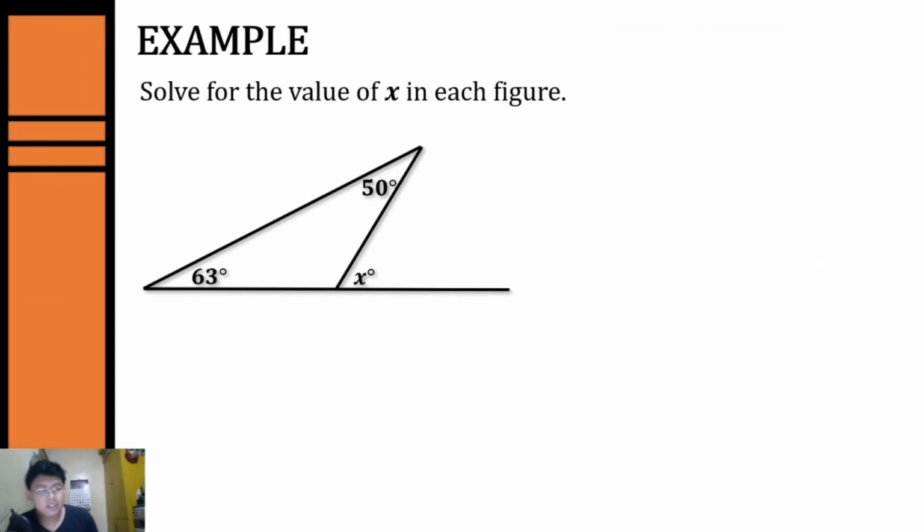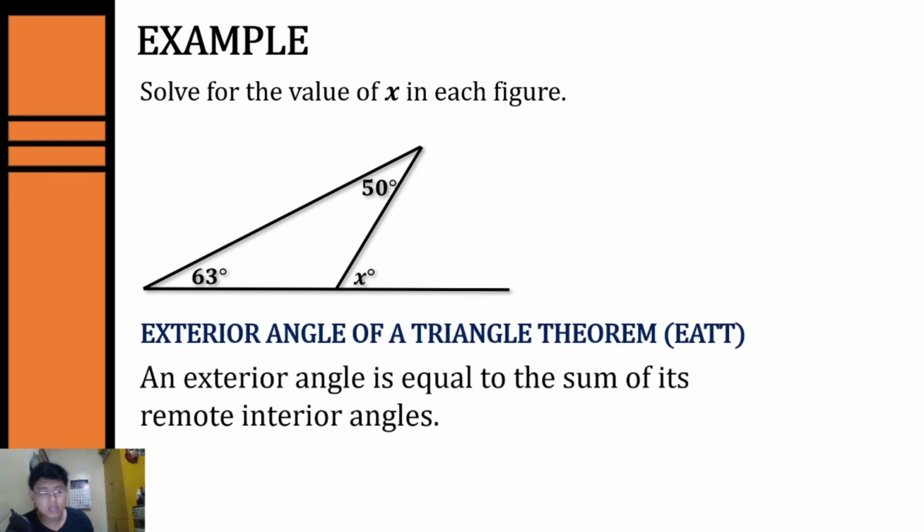Alright, let's have another example. So for example, we're going to solve for the value of x in this figure. So our variable x is the exterior angle of our triangle. So since 63 degrees and 50 degrees is our remote angle, we can use the exterior angle of a triangle theorem. Our exterior angle is equal to the sum of our remote interior angles.